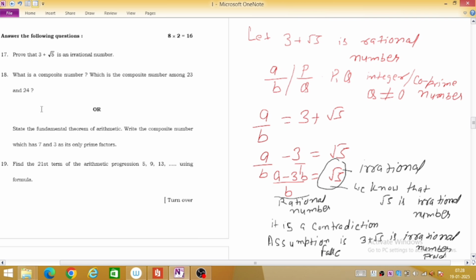Then next go for question 18. Question 18 is very easy. The question given is: what is a composite number? A composite number is a number with more than two factors.